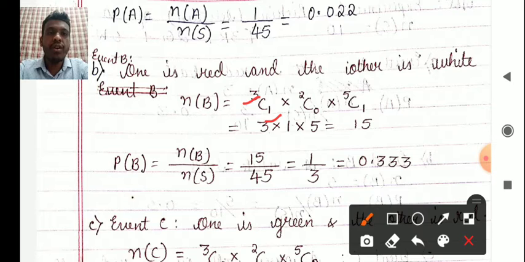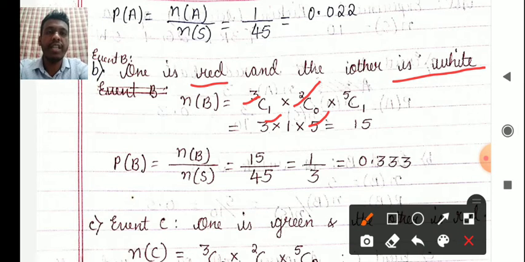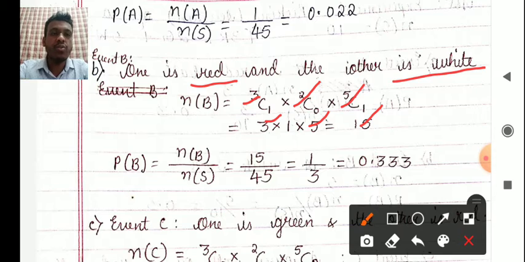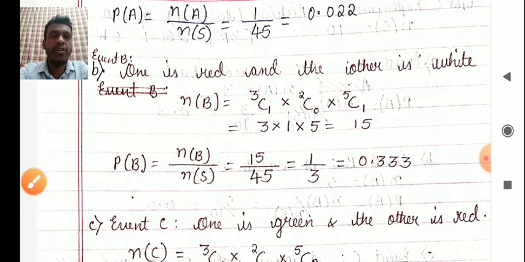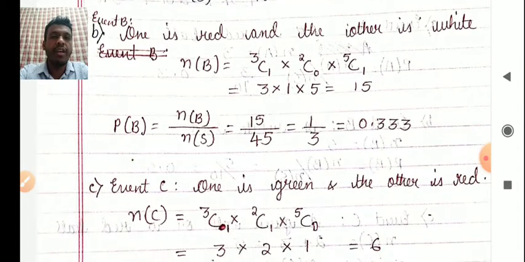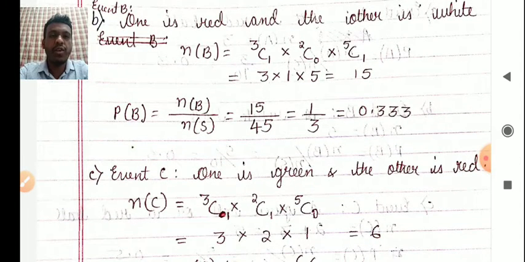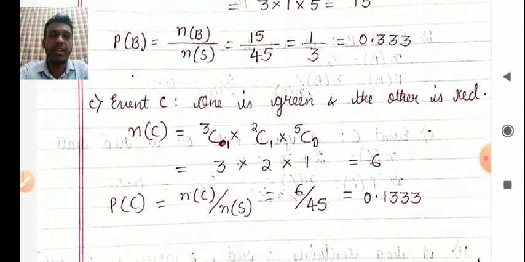Then out of 2 green balls, how many green balls are we selecting? 0, because 1 is white and 1 is red, they have said. And out of 5 white balls, 1 is white. So this is the scenario now, and your n of B is equal to 15 in this case, 3 into 1 into 5. So probability of B is equal to n of B upon n of S. N of B is 15, we have calculated. N of S is 45, so 1 upon 3, which is equal to 0.333.